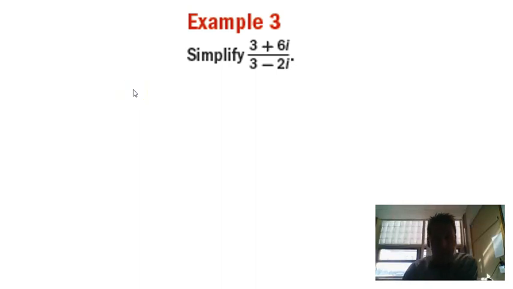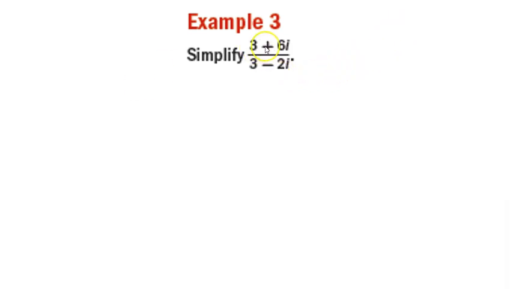All right, and we're going to wrap up our work with complex numbers by now dividing two complex numbers. So we have the complex number 3 plus 6i divided by 3 minus 2i. When we are going to divide two complex numbers, we have to use that idea of a complex conjugate. So that's what we're going to do here.